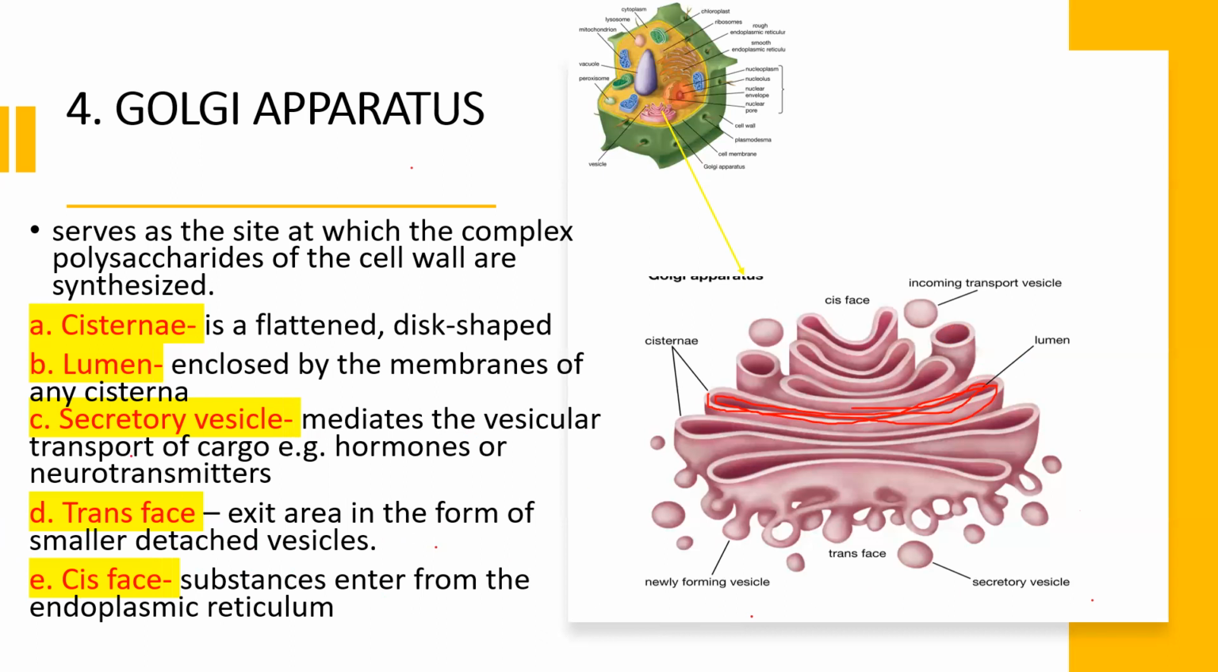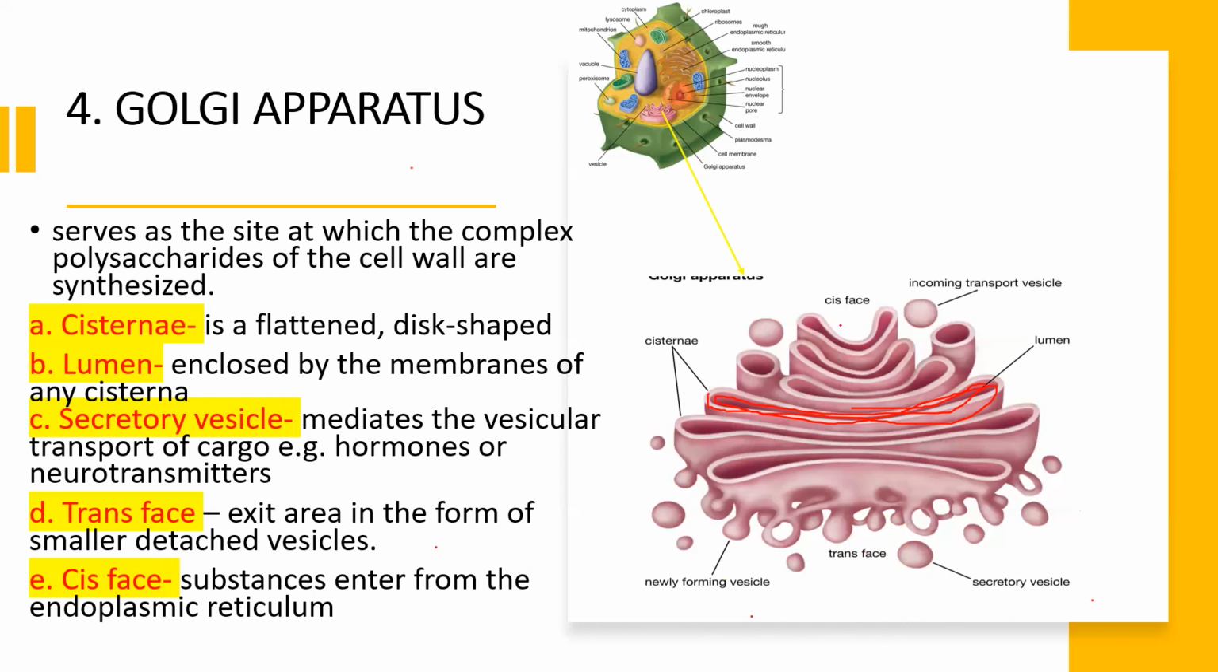It mediates the vesicular or vehicular transport of cargo like hormones or neurotransmitters. So it mediates, or balances, the transportation of the hormone or neurotransmitter. And then the trans phase, where is the trans phase? The trans phase is located below the Golgi apparatus. This is the exit area, in the form of smaller detached vesicles.